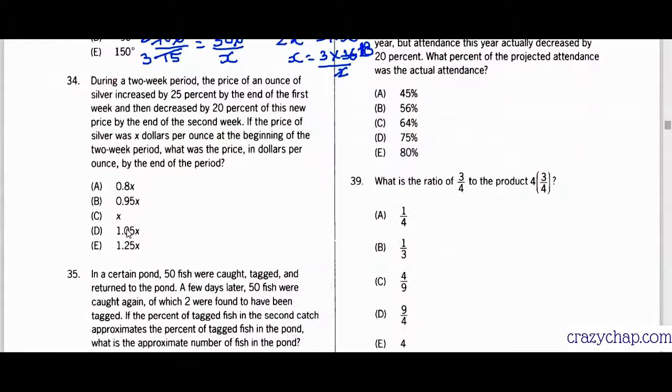Let's solve question number 34. During a 2-week period, the price of an ounce of silver increased by 25% by the end of the first week and then decreased by 20% of this new price by the end of the second week. If the price of silver was X dollars per ounce at the beginning, what was the price in dollars by the end of the period? So basically we have to find, after these two percentage changes, what will be the price in dollars?